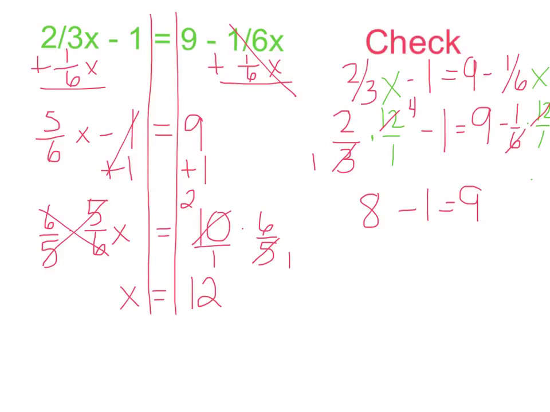6 cancels out, the 12 becomes a 2. 2 times negative 1 would be negative 2. So 8 minus 1 is 7. 9 minus 2 is 7. So this one checks out.